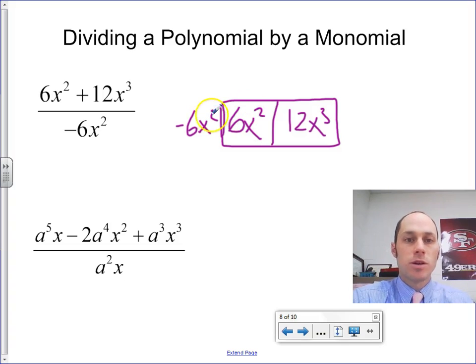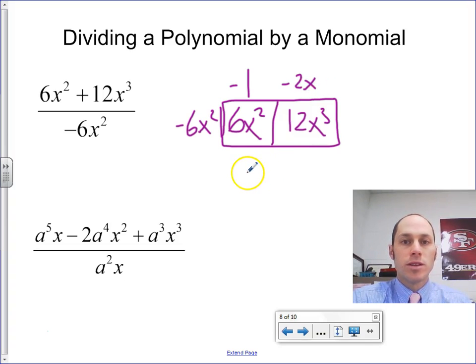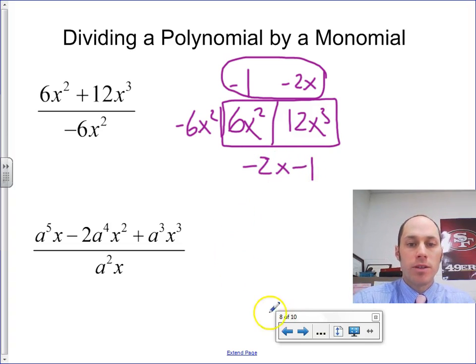So 6x squared divided by negative 6x squared is negative 1. And then 12x to the third divided by negative 6x squared is negative 2x. So I'd finish with negative 1 minus 2x, put it in correct order once we're done dividing it. Negative 2x minus 1. Okay, so that's kind of using that area model that I've shown you.